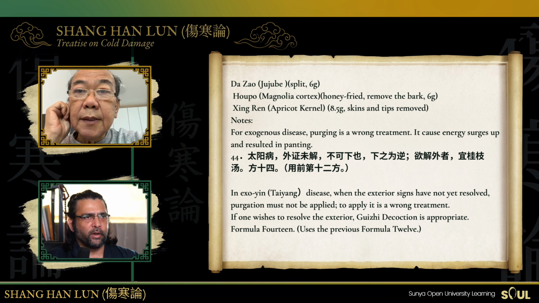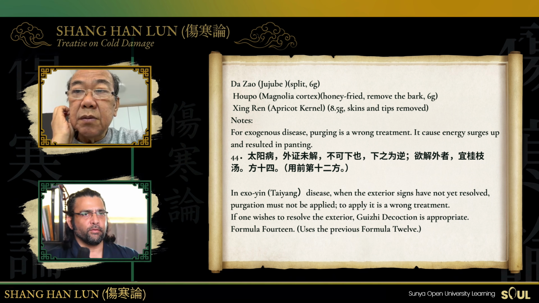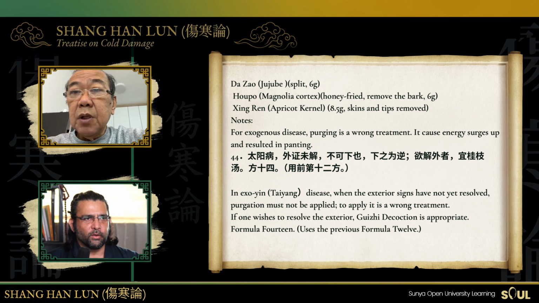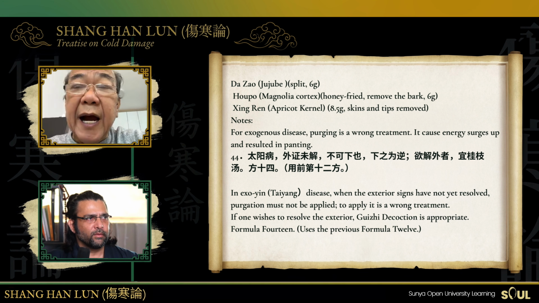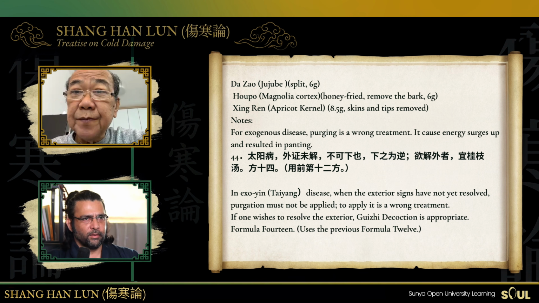Notes for exogenous disease. Purging is a wrong treatment for all exogenous disease. You should not purge. When a person has aversion to cold, headache, or joint pain, never purge. That is a very important lesson. Purge only when they have constipation and also a strong fever. When the stool is normal, never purge.